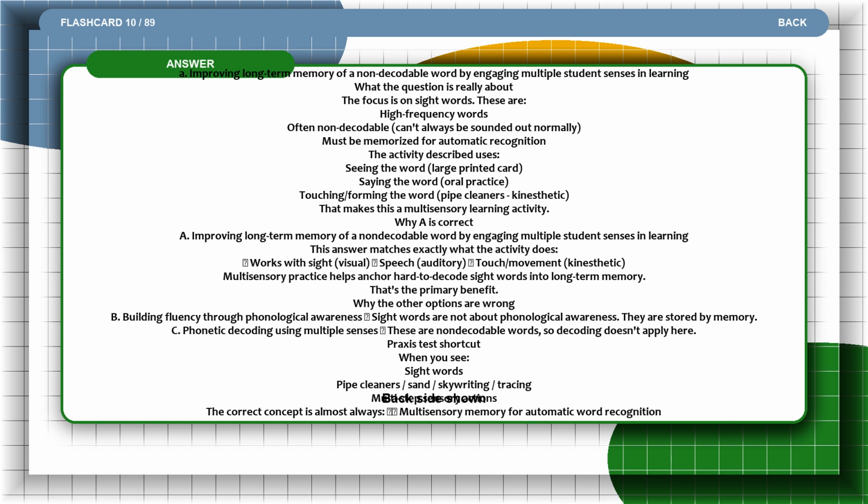B. Building fluency through phonological awareness. Arrow: sight words are not about phonological awareness. They are stored by memory. C. Phonetic decoding using multiple senses. Arrow: these are non-decodable words, so decoding doesn't apply here. Praxis test shortcut: when you see sight words, think cleaners, sand, skywriting, tracing, multi-step sensory actions. The correct concept is almost always multisensory memory for automatic word recognition.